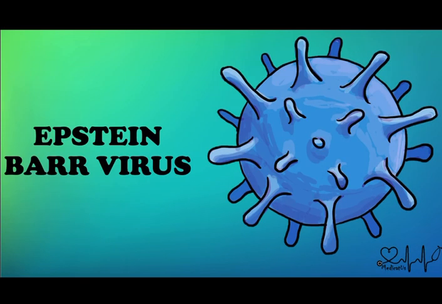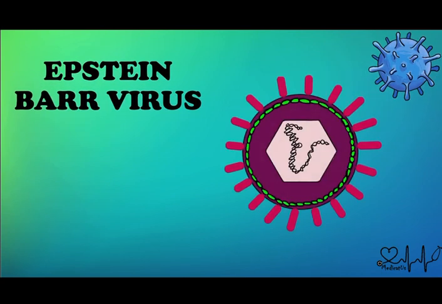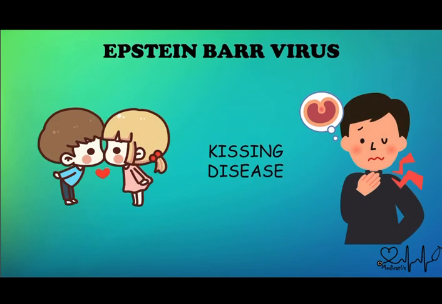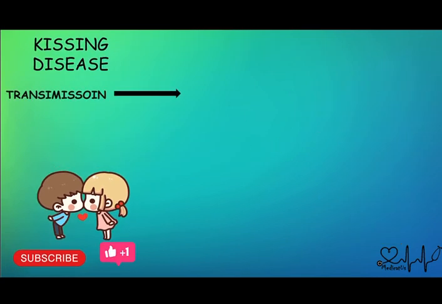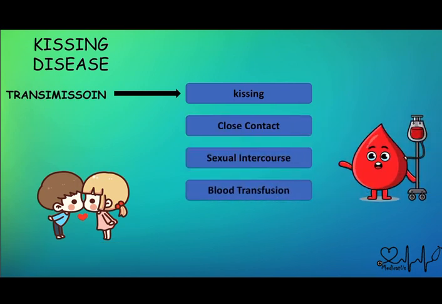In this video, we'll be discussing human herpesvirus 4, that is Epstein-Barr virus. As it is a member of the Herpesviridae family, it will be enveloped, linear and has double-stranded DNA. Epstein-Barr virus is also known as kissing disease. Therefore, its transmission will be via kissing, close contact, sexual intercourse, or can be due to blood transfusion and bone marrow transplant.